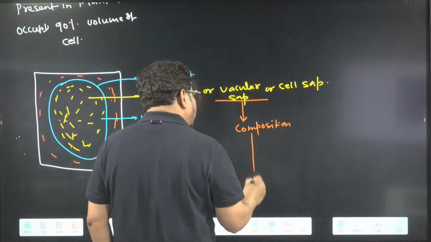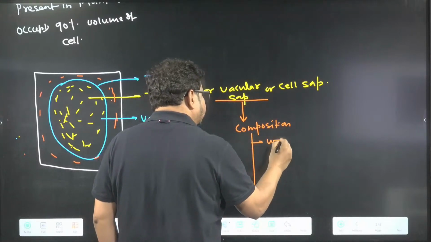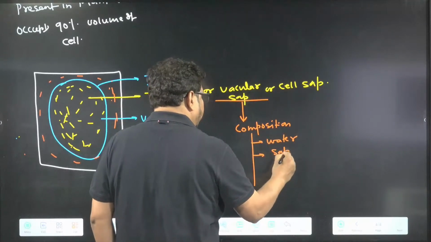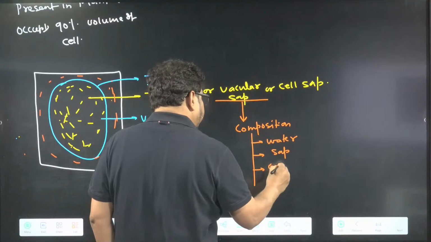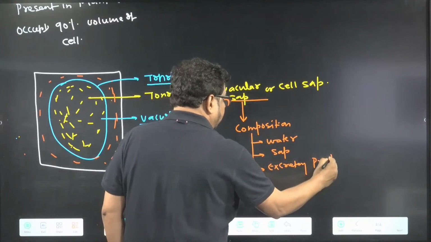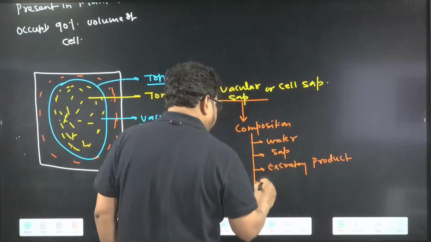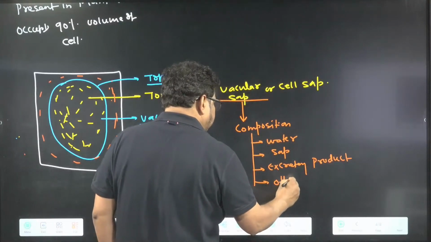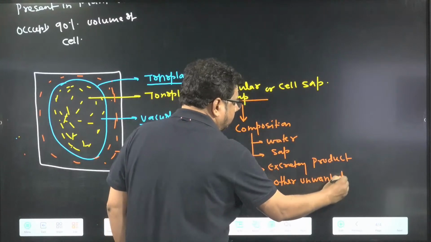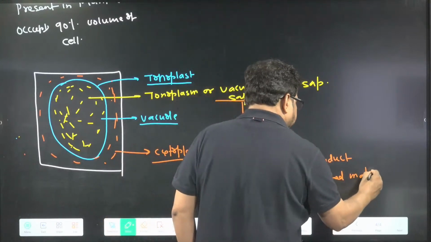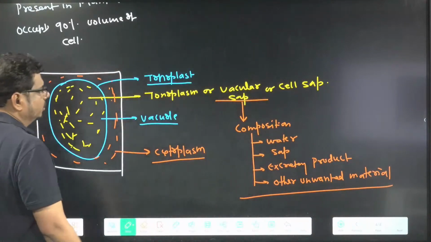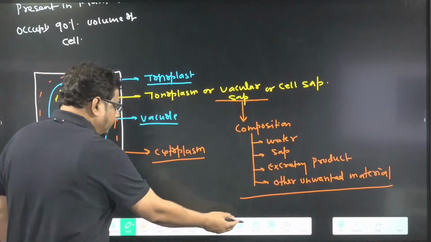NCERT wrote it contains water. It contains sap. It contains excretory products. And it contains other unwanted material. So this is the composition of vacuolar sap.